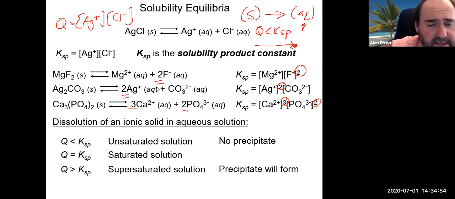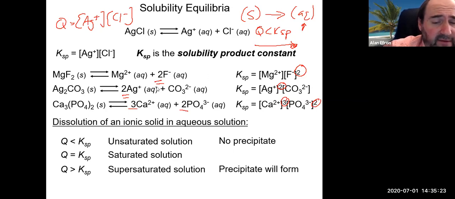If you calculate Q and it's equal to the Ksp, you have pretty much hit the saturation point. You're at a saturated solution. What a saturated solution means is you are exactly at the point where 100% of what you put in there will dissolve. And you're also at the point where if you put just a little bit more in there, no more of it will dissolve. That's basically what a saturated solution is.